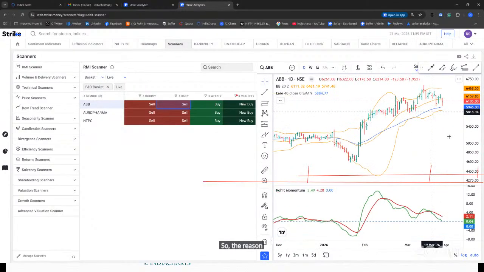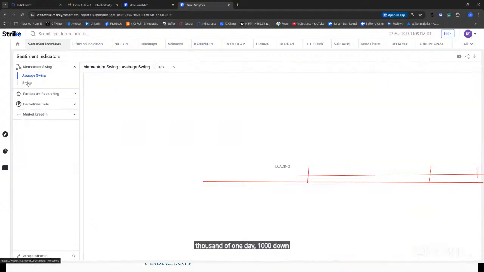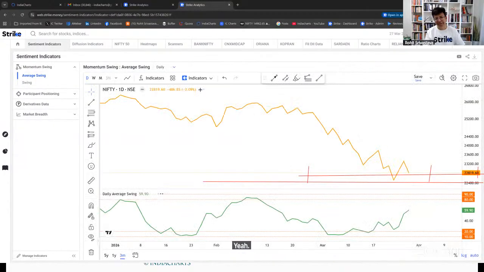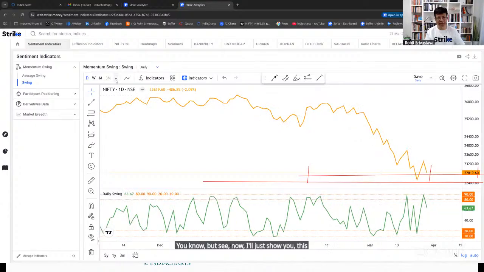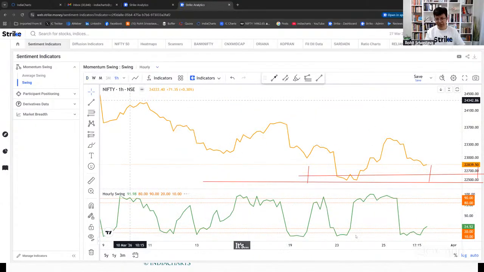The only reason I asked is that these days the market is very volatile. 1,000 up one day, 1,000 down the next day. Yeah, that I know, but see, now I'll just show you. This is the daily swing. Now, the moment I go to hourly swing, it's much more erratic.